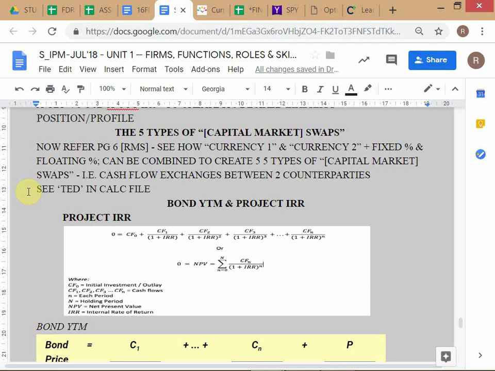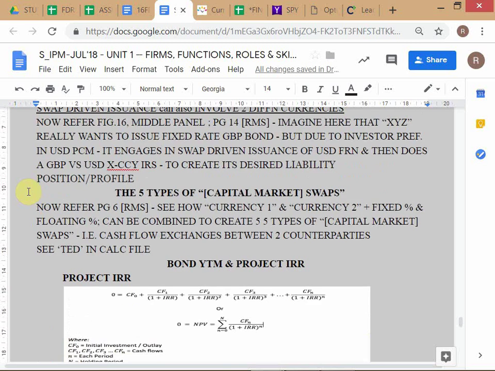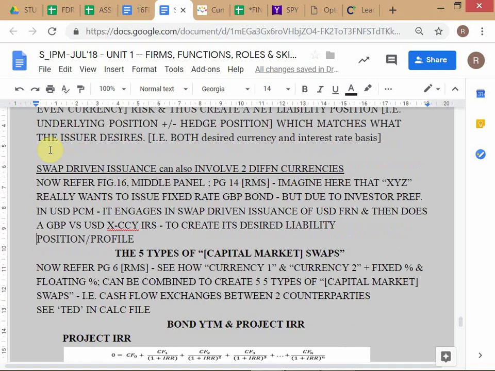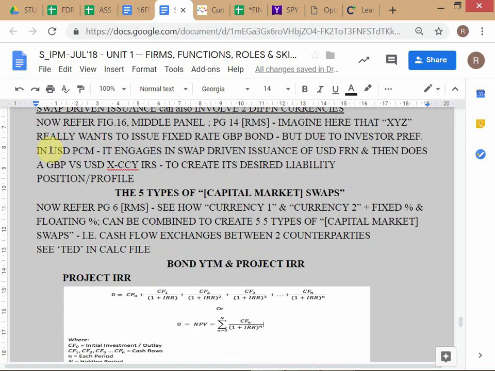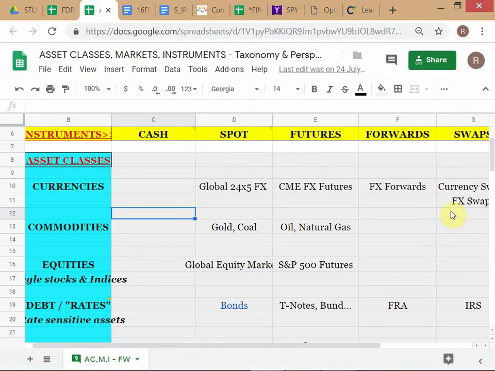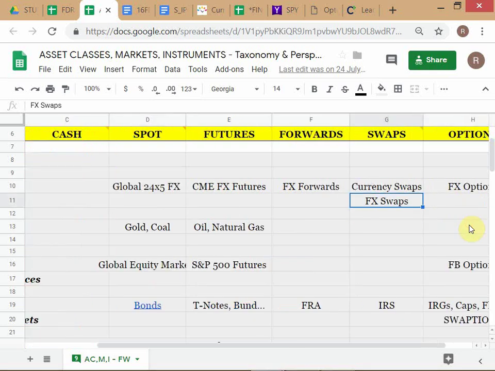Now I'll just briefly go through this, which I did not want to do, because we have already covered so many of these. I think it's an opportunity to cover the concept of capital market swaps. When we refer to swaps here, we will talk about two categories of swaps, and the other category I'll come to later on when we do foreign exchange swaps.